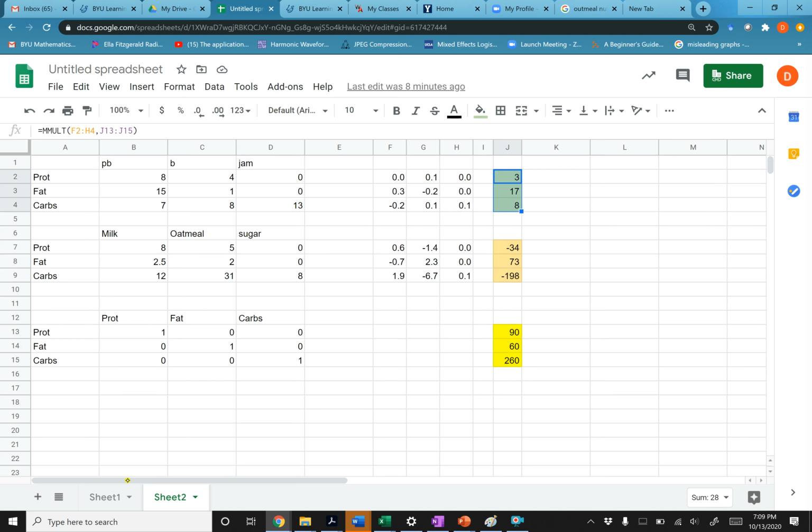So that's the idea, is you can tell me a basis. It doesn't have to be the standard basis, and I can tell you the coordinates. So just to be clear, this 3 tells me how many peanut butters I need, this 17 tells me how many breads I need, and this 8 tells me how many jams I need. And if I multiply this matrix by 3, 17, 8, I'll get 90, 60, 260. And if I multiply 90, 60, 260 by the inverse matrix, I'll get 3, 17, 8.